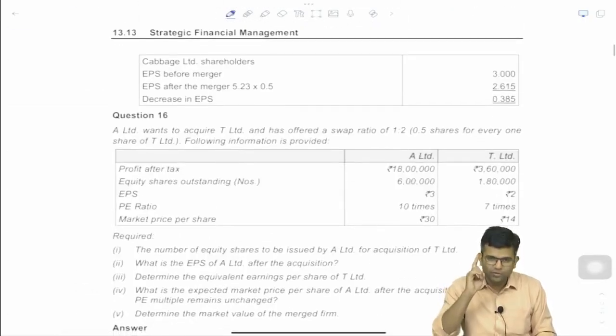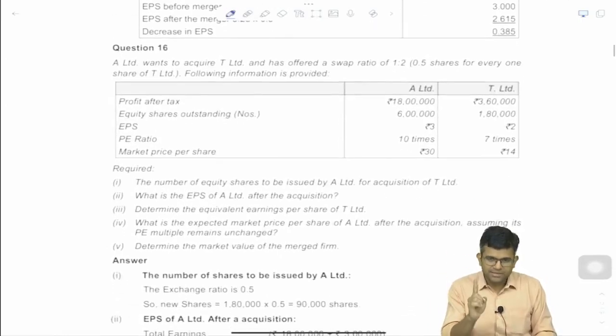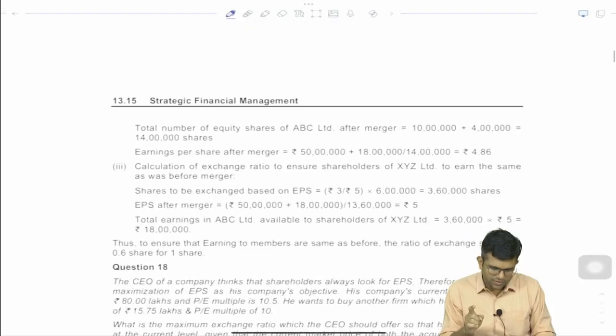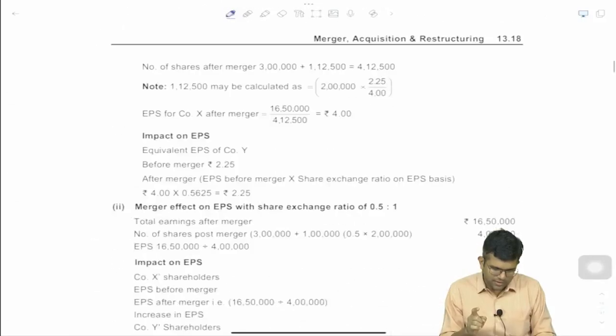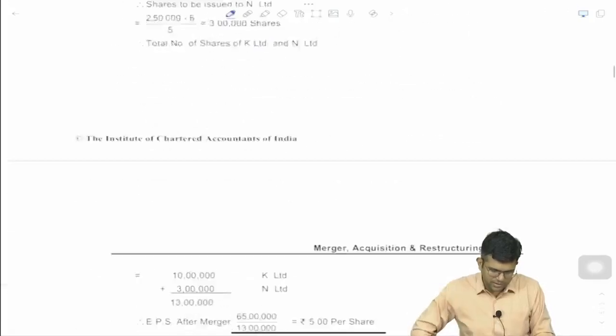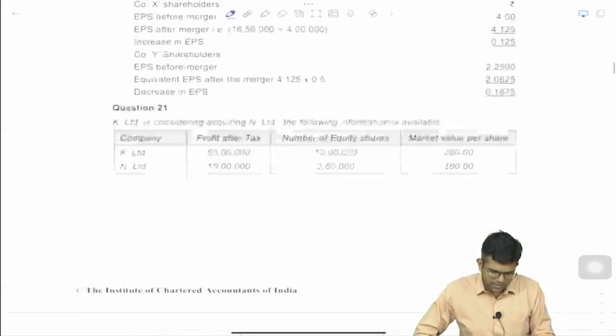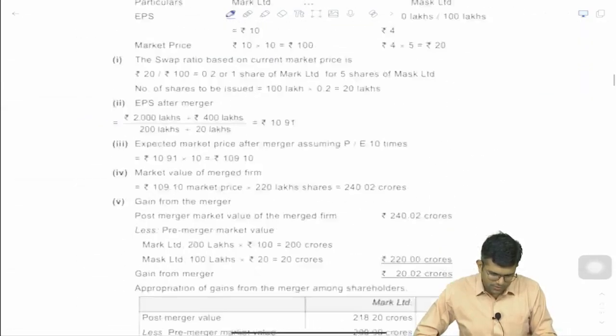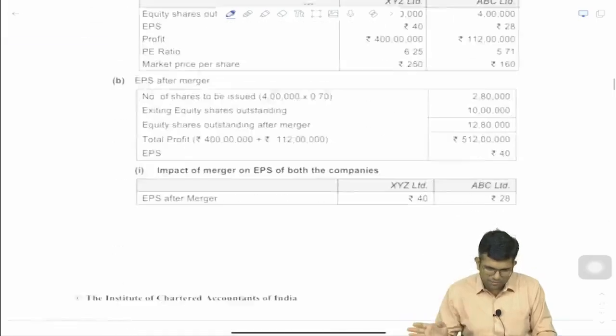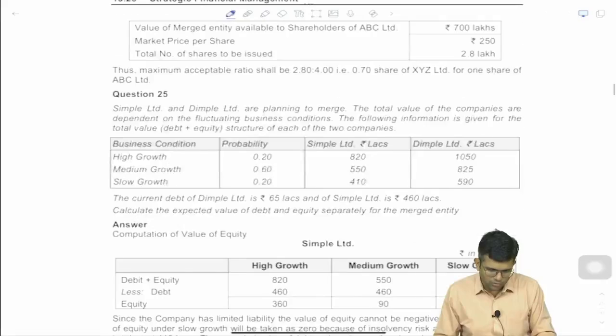Just keep your eyes open. I have started from 15th. Just see if you see this BRS INC question. 16 no, 17 no, 18 no, 19, 20, 21 no, 22 no, 23, 20. These are all mergers and acquisitions. This is part B questions which we are going to do now very soon.